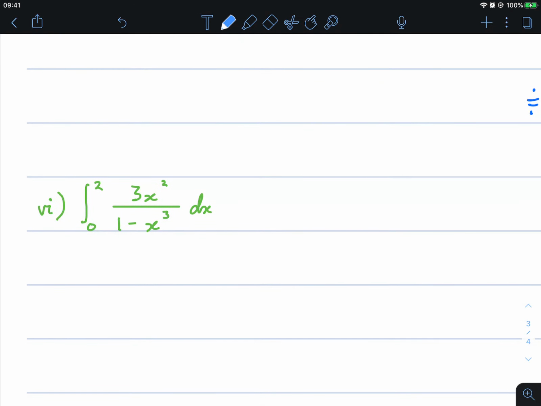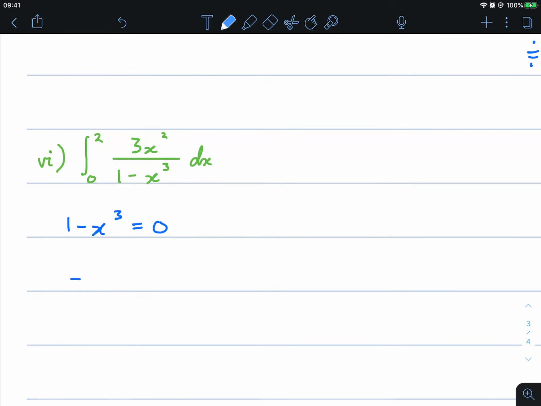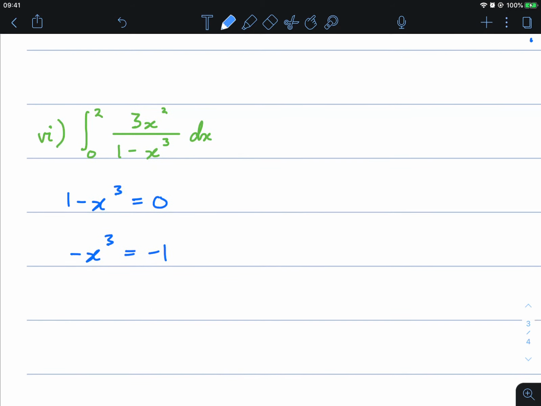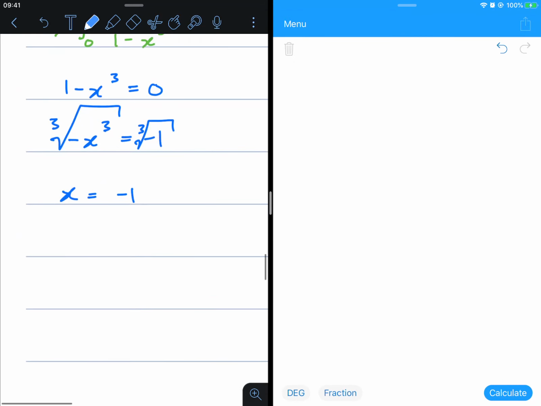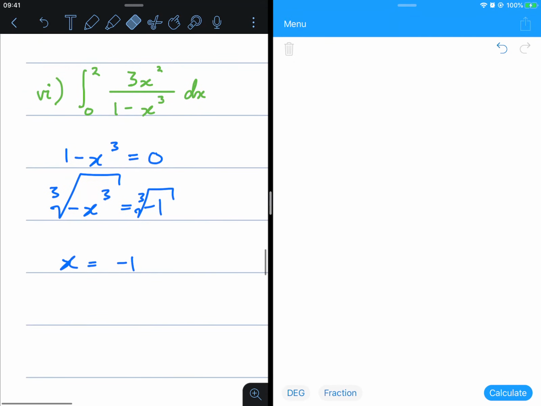Once again, checking our asymptotes. So 1 minus x cubed equals 0. Negative x cubed equals negative 1. Taking the cube root of both sides, x equals negative 1. Does that seem correct? Let's double check. The cube root of negative, oh sorry, I completely missed it here. Let's do this one more time.